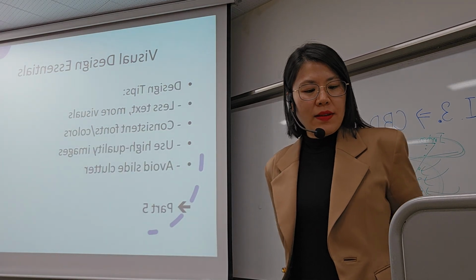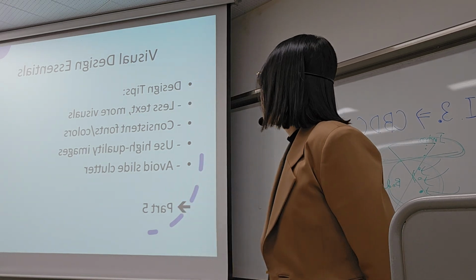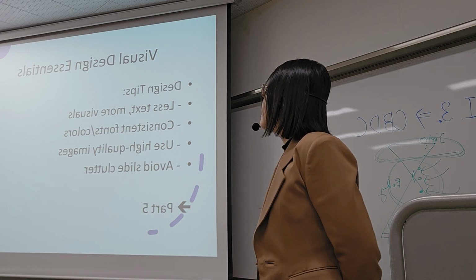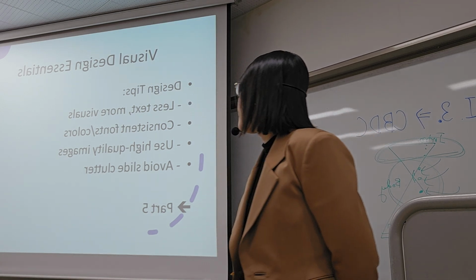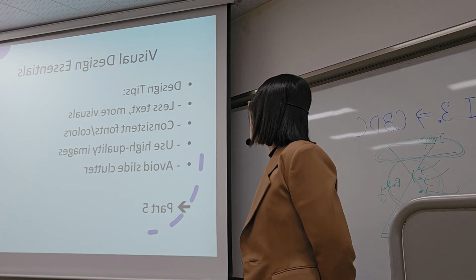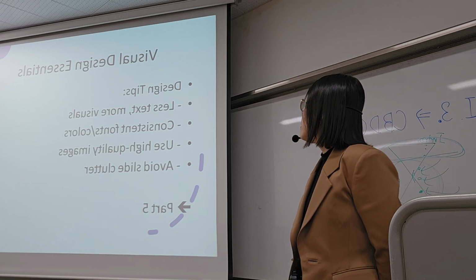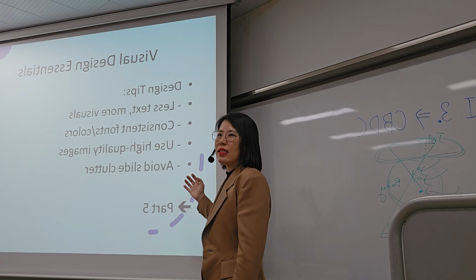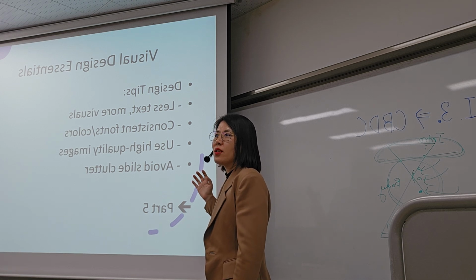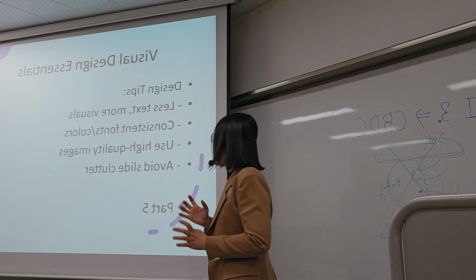Okay, next, visuals and data planning. Visual design essentials. Design tips: less text, more visuals. Consistent fonts, colors, use high quality images. Avoid slide clutter. Yeah, it doesn't mean that you can't include any text. It just means that it's actually better to put more visuals than text in the presentation.